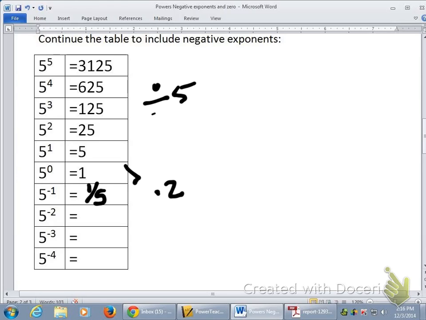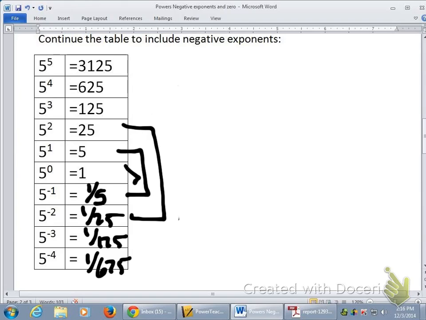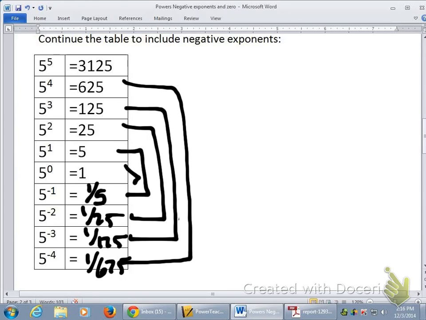It's easier to see the pattern with the 1/5. If I divide by 5 again, I get 1 over 25. If I divide by 5 again, it's 1 over 125, and I hope you can see the pattern now. And go ahead and take a guess as to the next one. It's going to be 1 over 625. Okay? And what we're trying to find is these patterns.